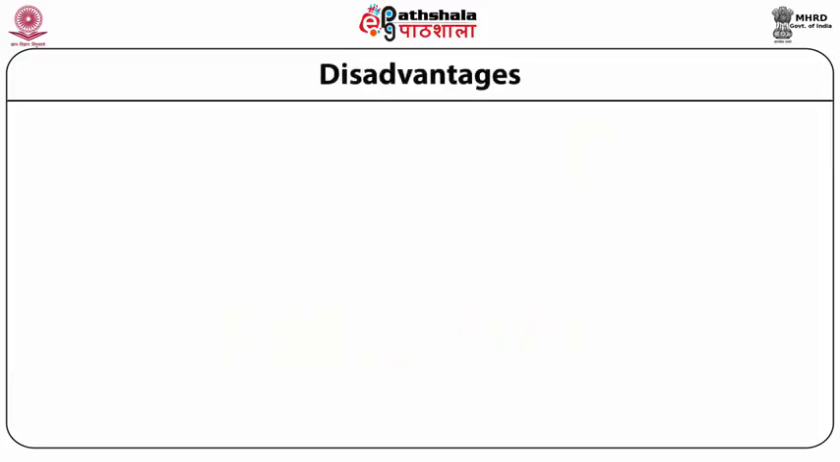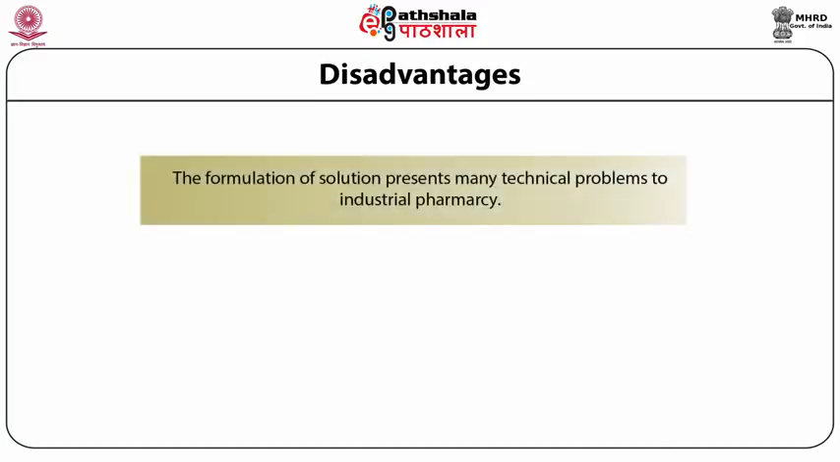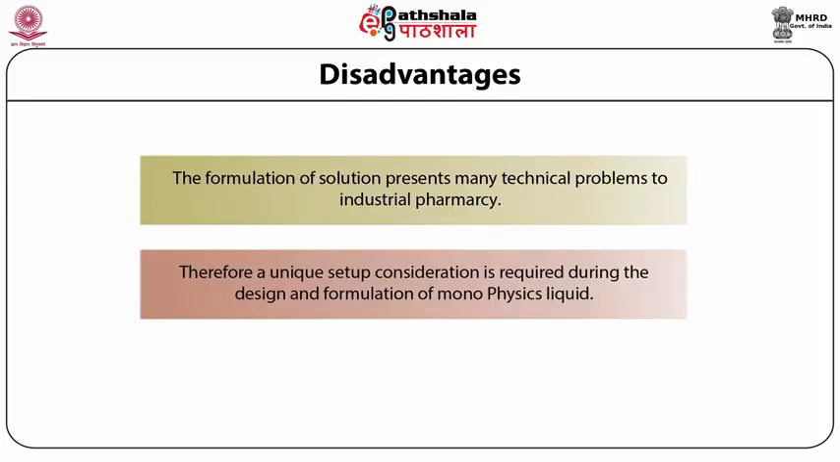Let's also discuss the disadvantages of monophasic liquids. The formulation of solutions presents many technical problems to industrial pharmacists. Some drugs are inherently unstable, and this property is magnified when the drug is in solution. Special techniques are required to solubilize poorly soluble drugs, and the final formulation must satisfy the requirement of pharmaceutical elegance with regard to taste, appearance, and viscosity. Therefore, a unique set of considerations is required during the design and formulation of monophasic liquids.